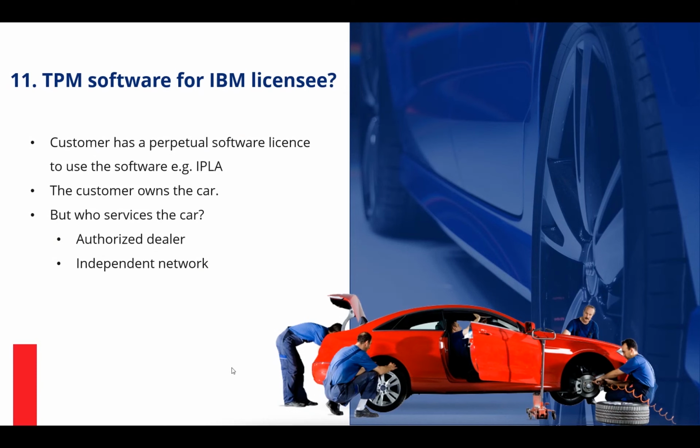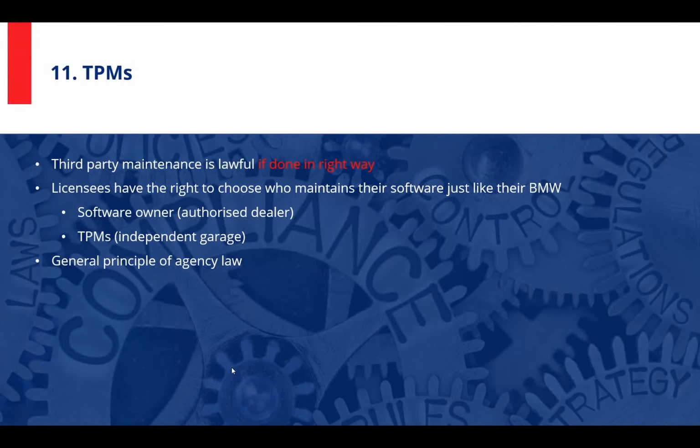But the short answer is nobody ever questions the right of, for instance, an independent garage, an independent servicer, to service the car. And it's exactly the same in relation to software. It is perfectly lawful to have a third-party maintainer maintain software, even though the copyright does not belong to that independent servicer. But of course, it's got to be done in the right way. That's important, and we'll have a look at how Rimini Street got that one wrong. But the fundamental rule, the take-home message here, is that third-party maintenance of software is as lawful as an independent garage maintaining and servicing a BMW car, for instance.